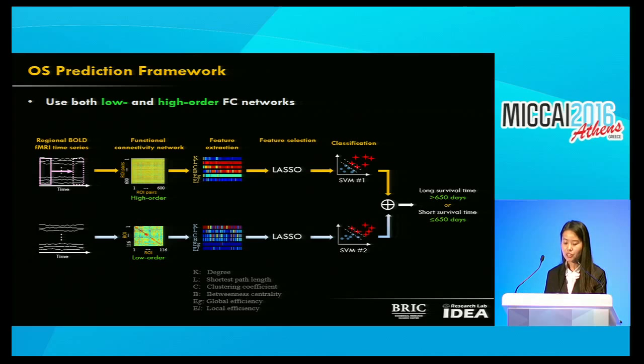to make the final decision. In this study, a patient who lives no longer than 650 days will be classified into the short survival time group. The reason that we use 650 days as a threshold is that it is the median survival time of patients with high-grade brain tumors.